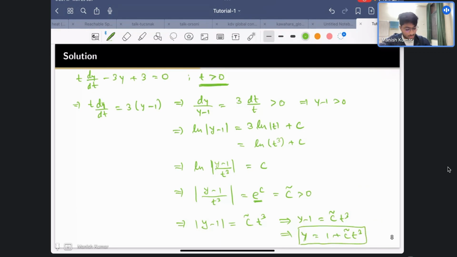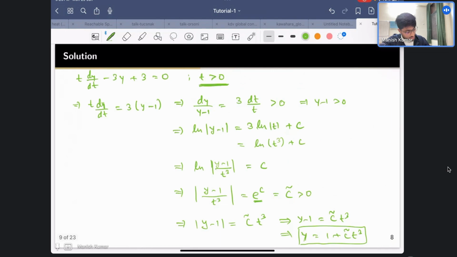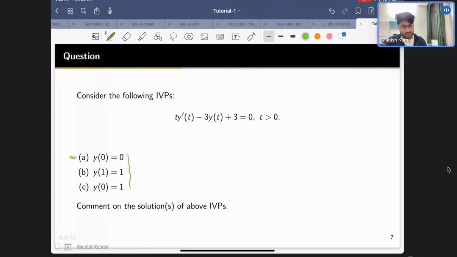Now the moment you use these conditions, we'll see whether this gives the value of c tilde. So far c tilde is unknown, and we want to determine it, and this will vary depending on the initial condition we have. The initial conditions we have are y(0) equal to 0, y(1) equal to 1, and y(0) equal to 1.